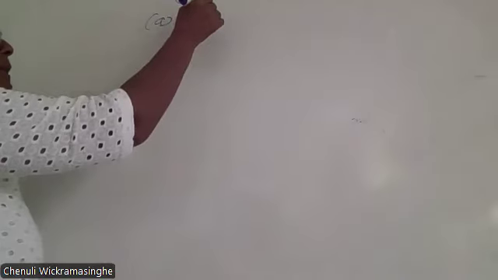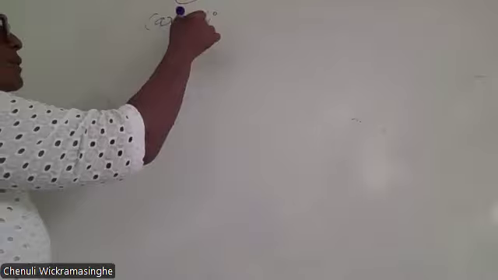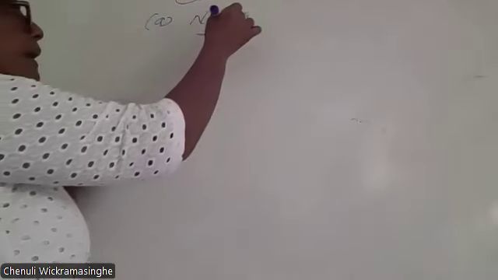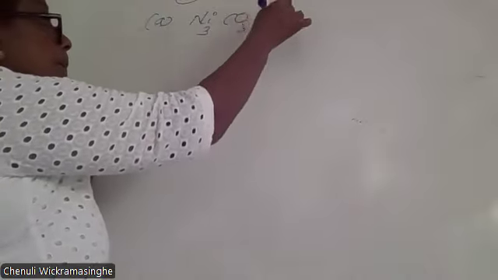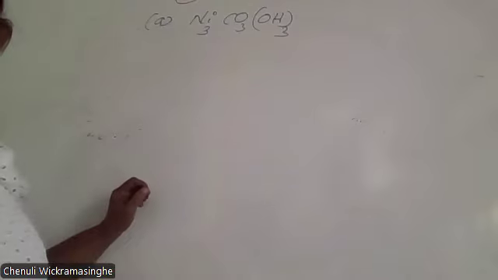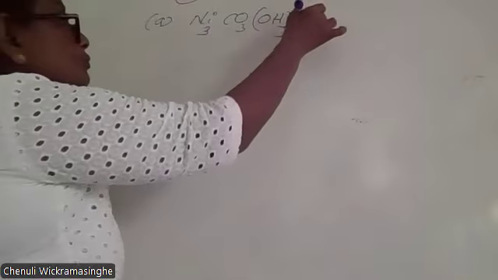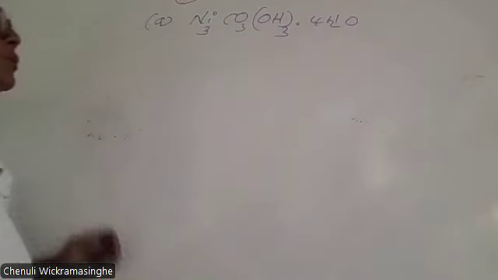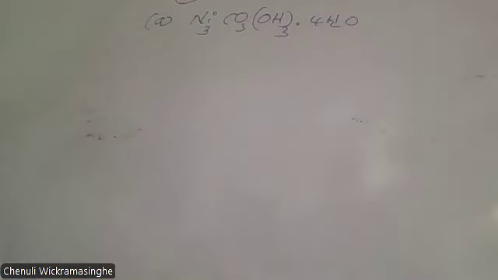Introduction is given. Basic nickel 2 carbonate. The nickel 2 carbonate formula is given in this structure. It is Ni3 with CO3 and OH3. Also, it is hydrated with 4H2O. So this is question number 21, A part.